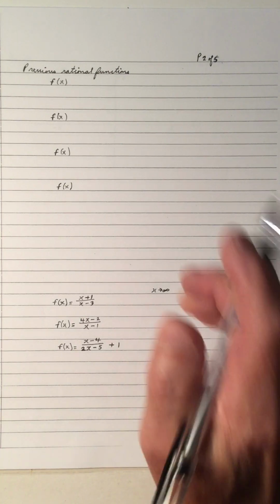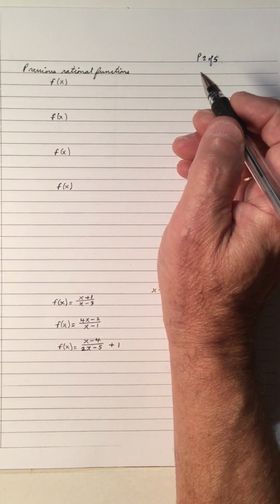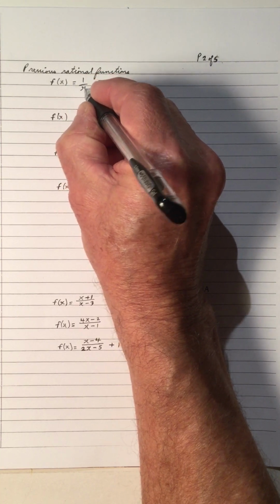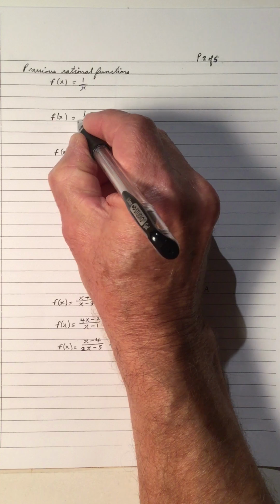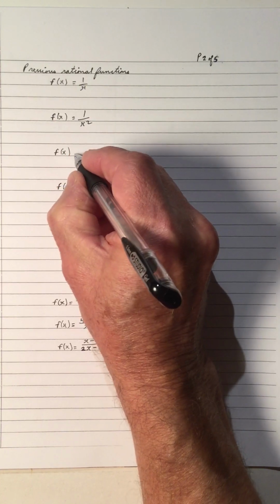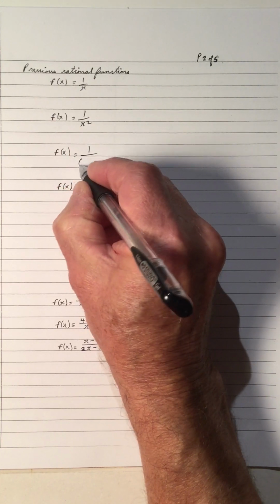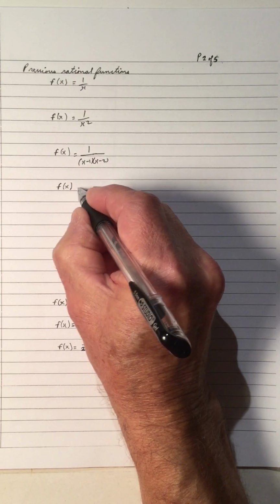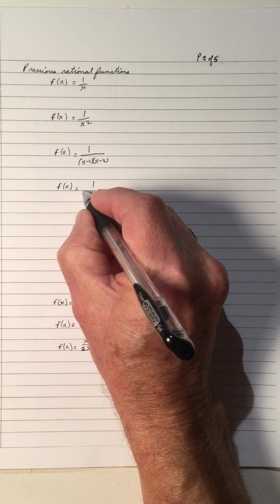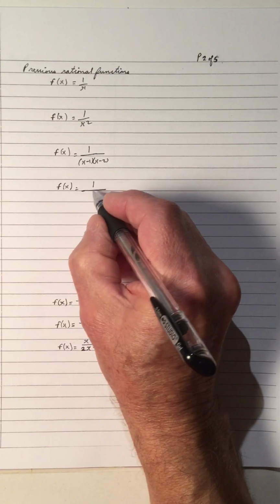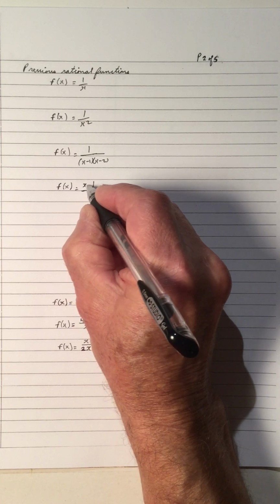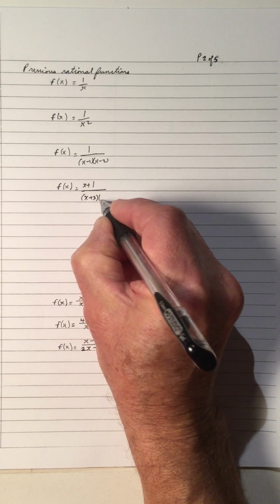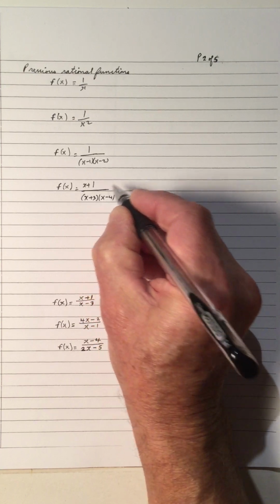In the previous rational function videos we did, we looked at 1 over x, 1 over x squared, 1 over (x minus 1)(x minus 2), and we also looked at rational functions like (x plus 1) over (x plus 3)(x minus 4).